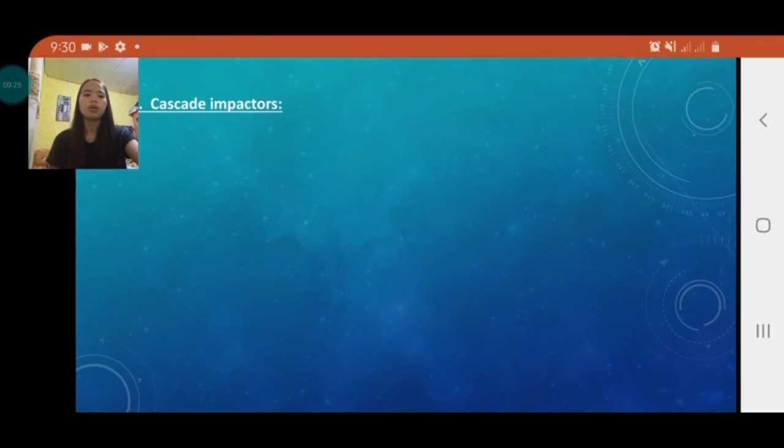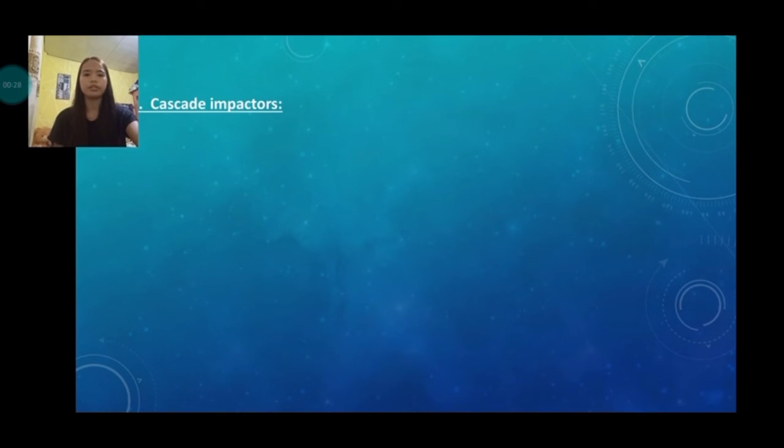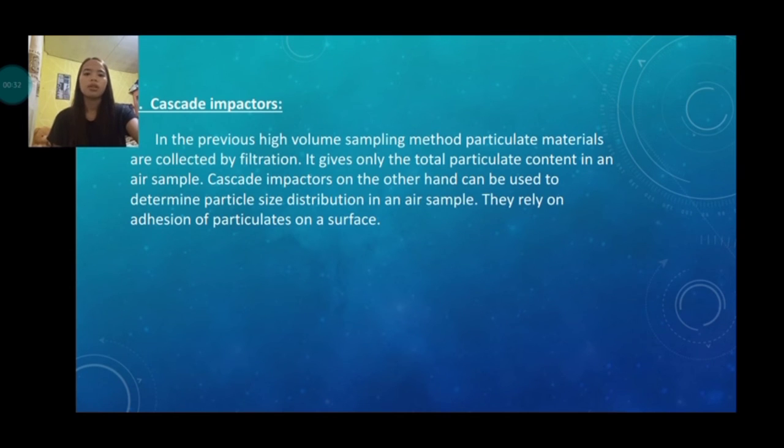The last one is cascade impactors. In the previous high-volume sampling method, particulate materials are collected by filtration. It gives only the total particulate content in an air sample. Cascade impactors, on the other hand, can be used to determine particle size distribution in an air sample. They rely on adhesion of particulates on a surface.